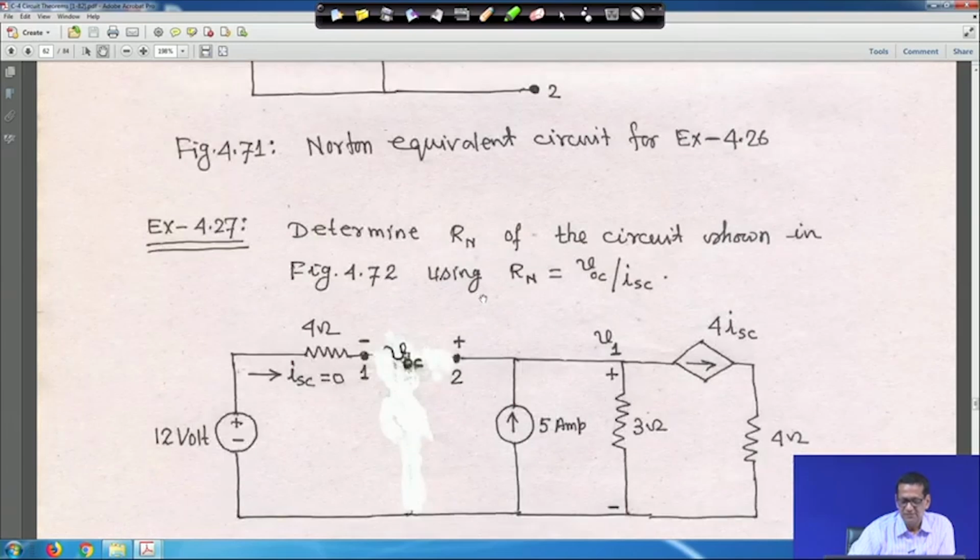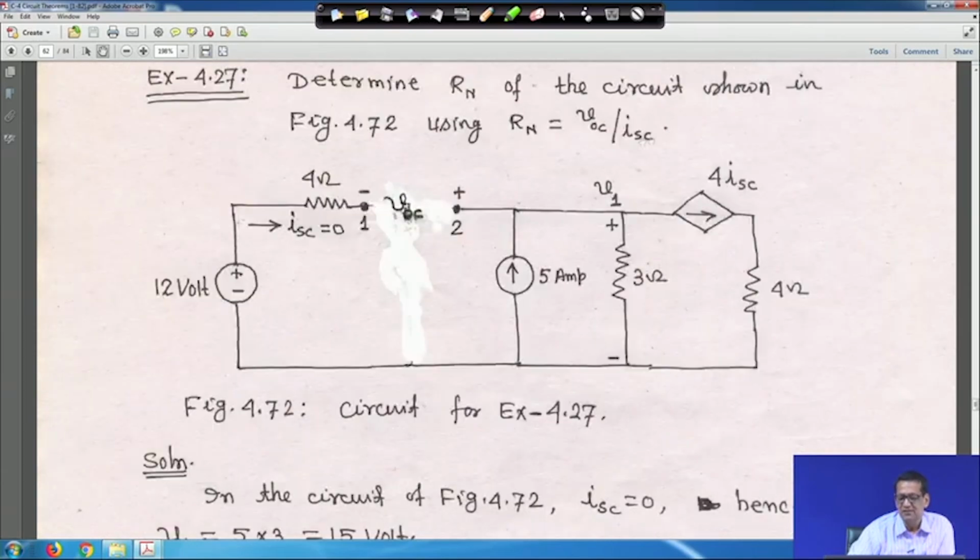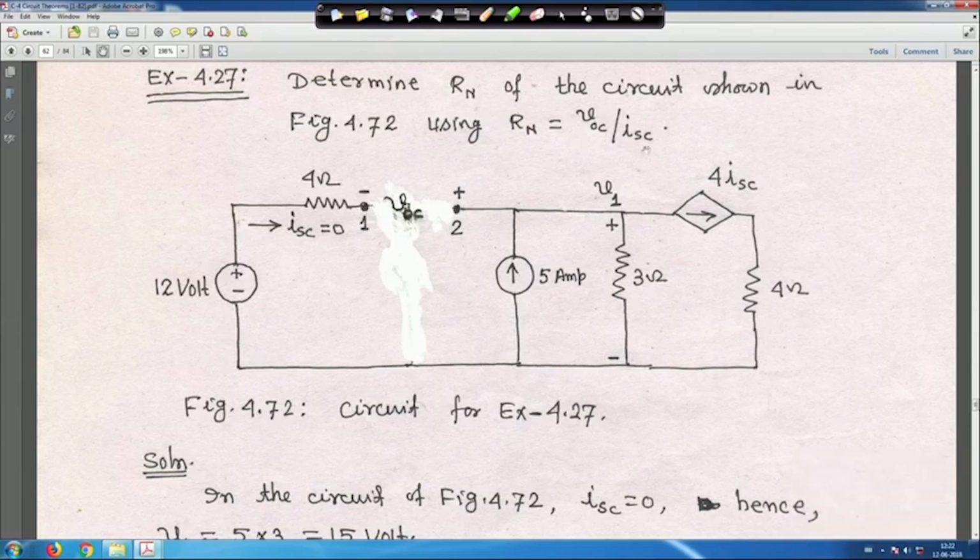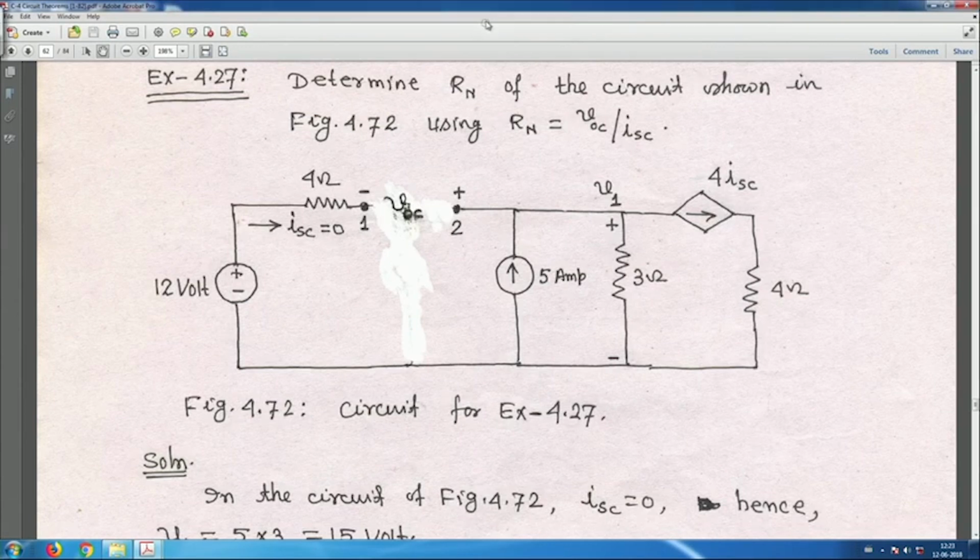Now this is another example: determine RN of the circuit shown in figure 72 using RN is equal to V open circuit divided by short circuit current. In this case this is your VOC, this is open, terminal is 1 2. So, that means the short circuit current is 0 here, because it is open. No current is flowing through this, and one dependent source is also there. Just before going to the solution, we have to find out VOC, but as it is open, ISC is equal to 0.